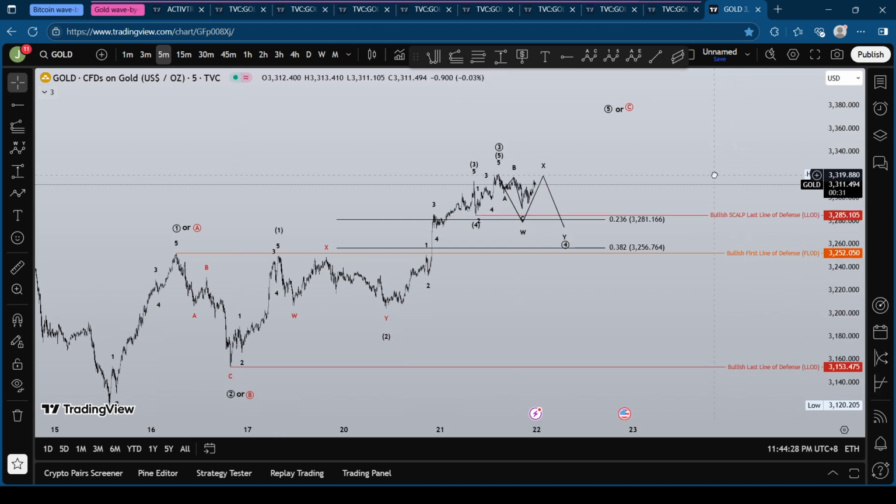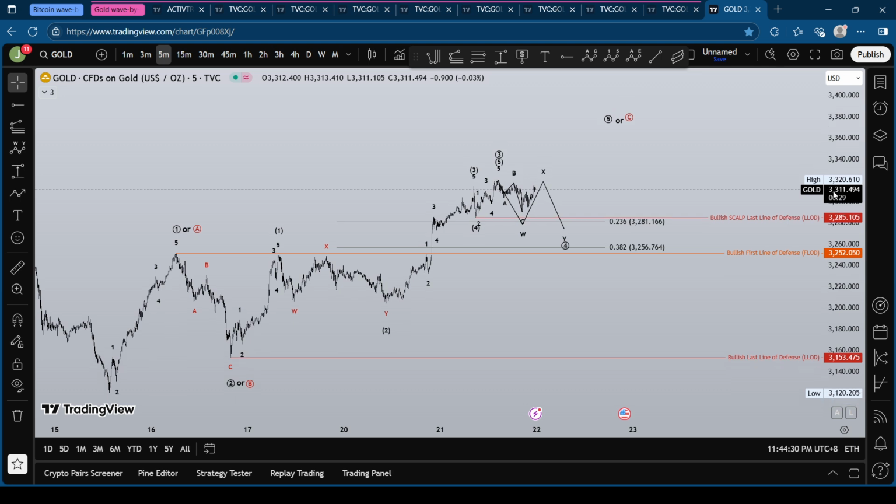But with the current price action, it is highly likely that it will bounce within this 0.236 to 0.382 area. Okay? So that will be all for the gold. We will now proceed with the Bitcoin.